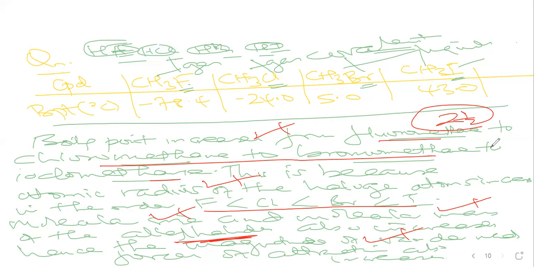Now, if we have aryl halides, boiling points of aryl halides correspond closely to those of alkyl halides of comparable molecular mass. The other physical property I want us to look at, dear students, is the physical state of the alkyl halides.